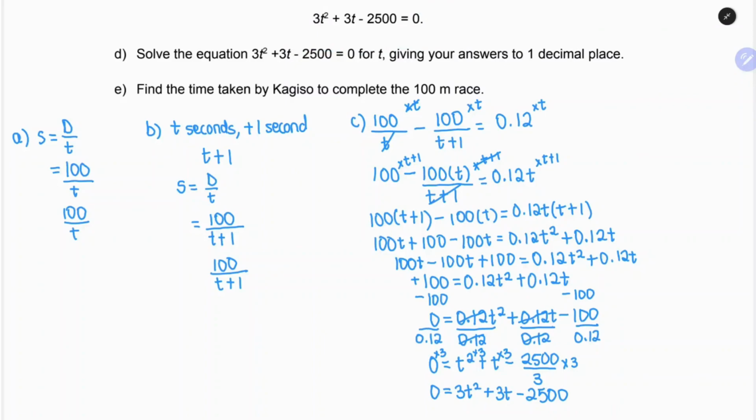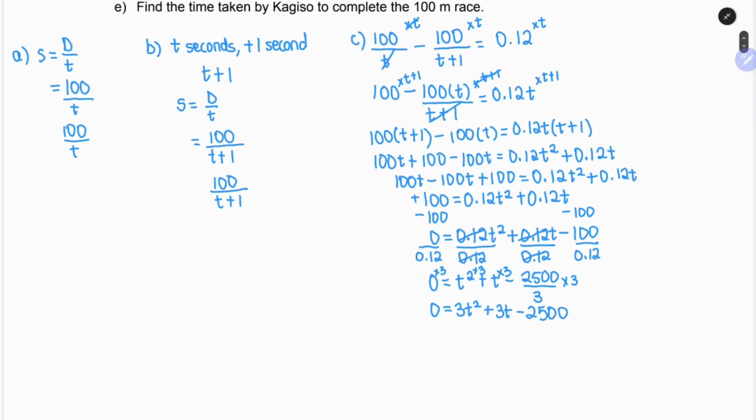Another thing maybe I should highlight is that this 3t squared plus 3t minus 2500 is going to be the same as 0 is equals to 3t squared plus 3t minus 2500. So don't mind the fact that the equal sign isn't on the right side. The second thing that I want you to take note of is the fact that this question usually takes 3 marks. A takes 1 mark, B takes 1 mark, and then C takes 3 marks. And now we're getting into the question which usually takes a lot of marks, which is the D question, which is to solve the equation.